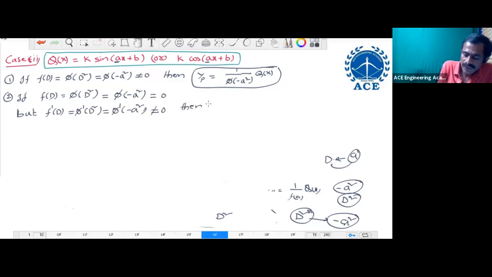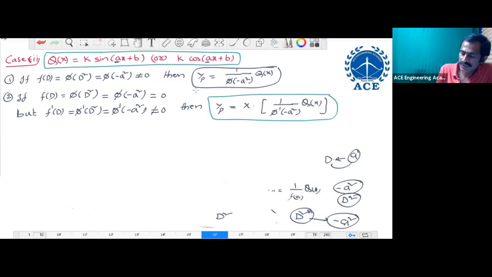Then yp equal to x into, within the brackets, 1 by phi dash of minus a square of q of x. Corresponding to the first derivative, we write x. This is yp. Suppose this first derivative is also 0, we go to the next derivative. When it is not equal to 0, stop there at yp. If it is equal to 0, continue like this. That is why it is similar to the previous one. Only the substitution is different.